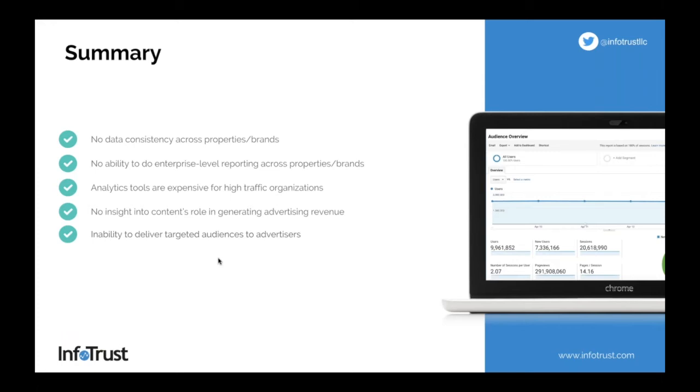The second to last, no insight into content's role in generating advertising revenue. This was the piece where you're integrating Google Analytics 360 with Google Ad Manager and pulling Ad Manager advertising data into Google Analytics to actually build out reports and better understand Google Analytics content information layered on top of that advertising data. And then the last piece was the inability to deliver targeted audiences to advertisers. And this piece was the other side of the integration with Ad Manager, sending Google Analytics audiences with behavior data over to Google Ad Manager to actually target to those specific granular audiences.